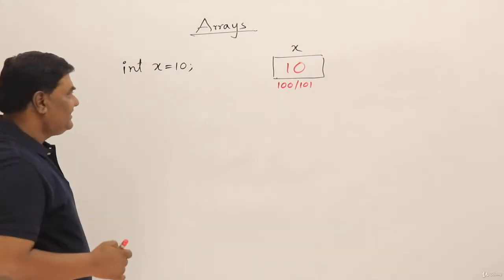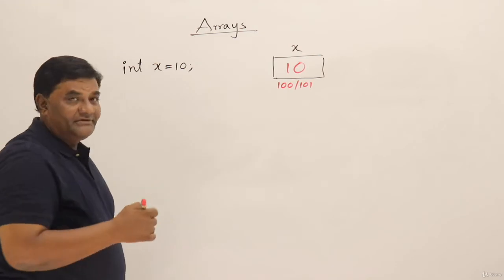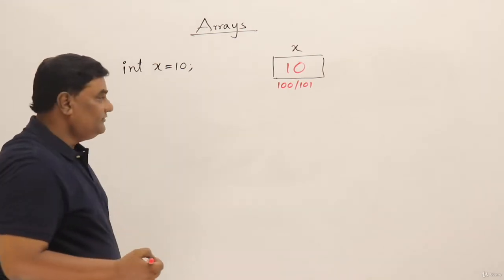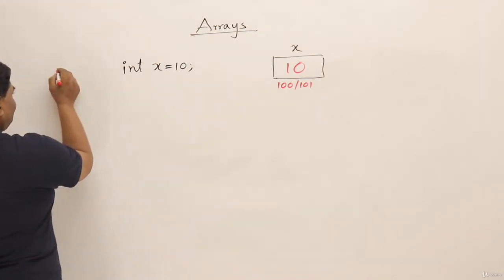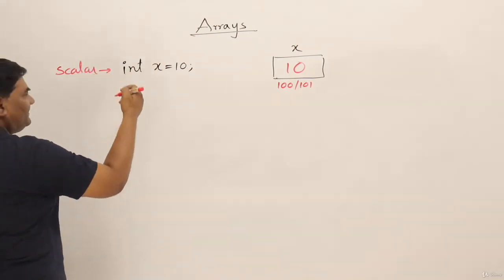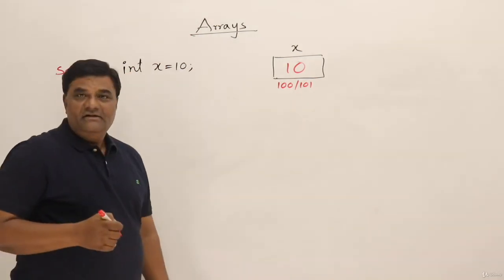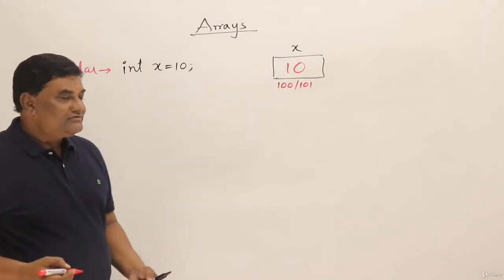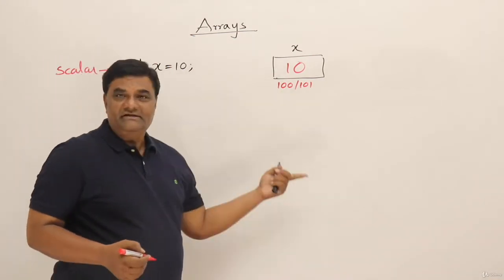This we are already familiar with. So this type of variable is a single valued variable which can store just one single value. This single valued variable we can also call a scalar variable. Scalar means having just magnitude. So this is the magnitude, the value is 10. That's all.